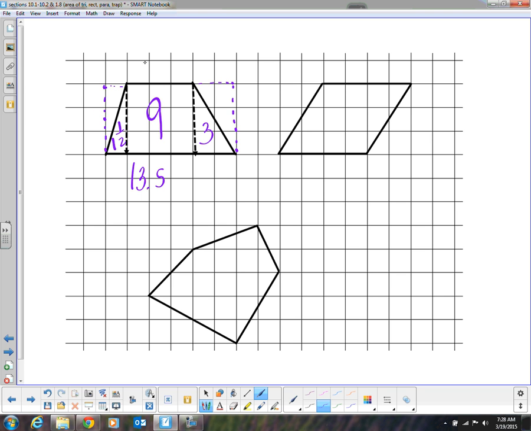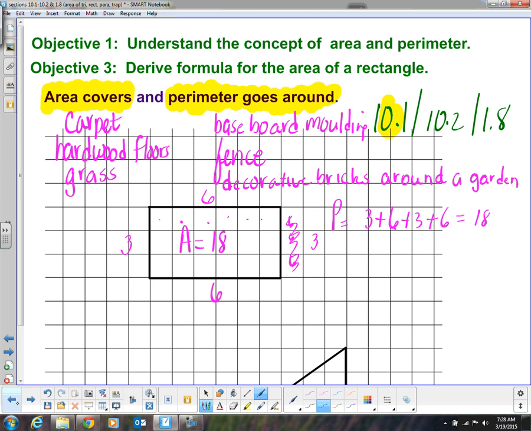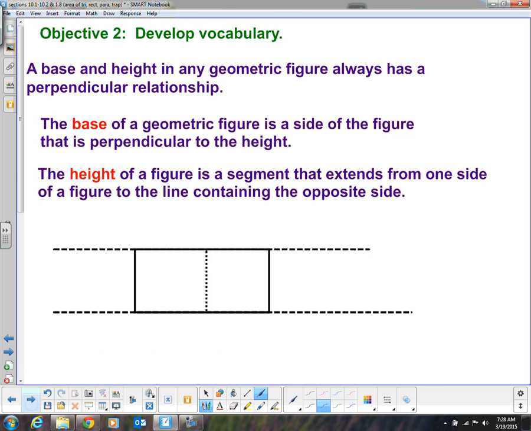Now, if you wanted perimeter, what would you have to do to find that length and that length? What would you have to do to find those lengths? How did we do it on the homework? How do we find slanted lengths? Distance formula, correct. All right, so we're going to move on.